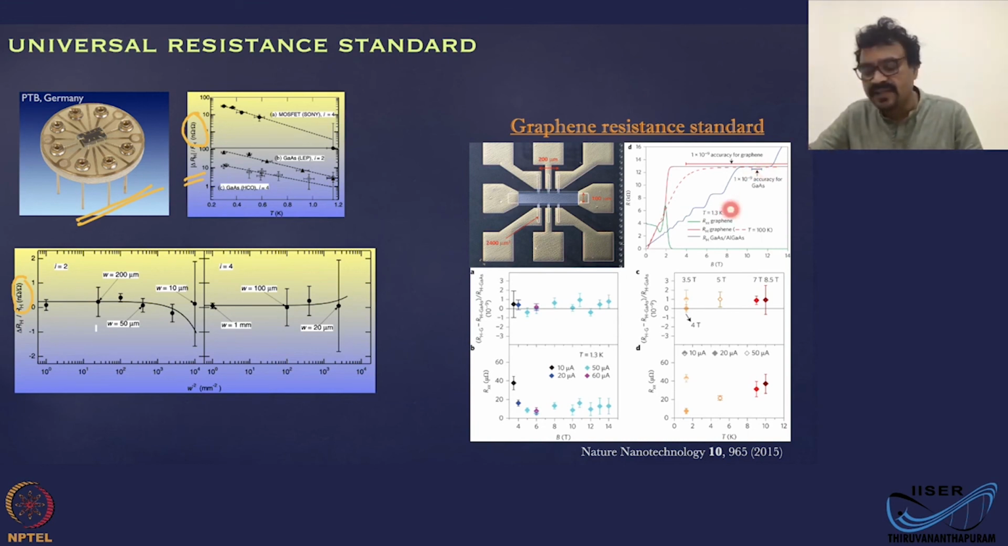And this is done at 1.3 Kelvin. It's not room temperature, but not really cold either. And what they found, which is explained very well in this paper here, is that the error is again only in the nano ohms range, that is the 9th place after the decimal. So now most of the labs have started looking into making graphene a resistance standard.